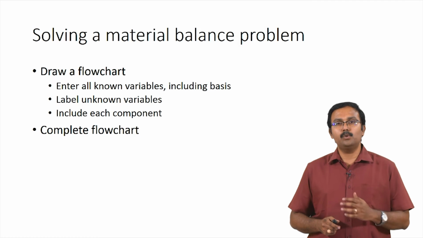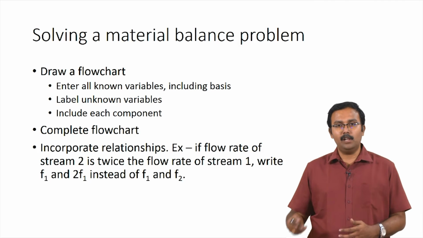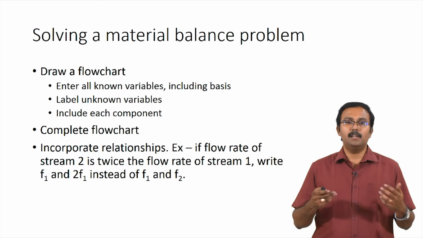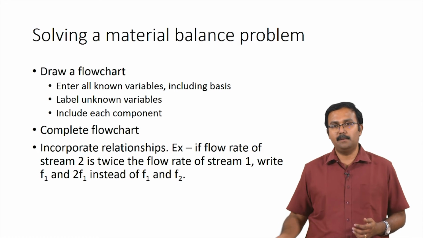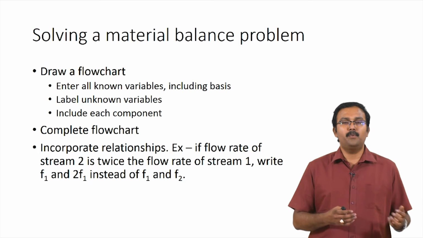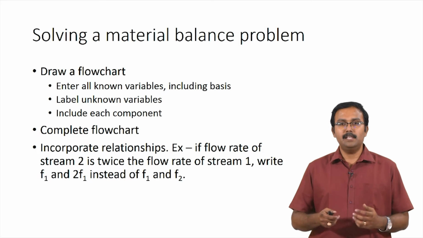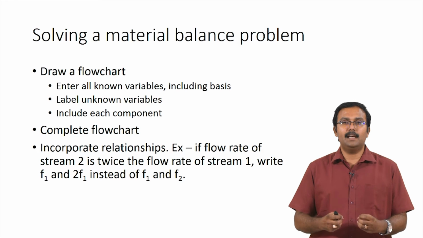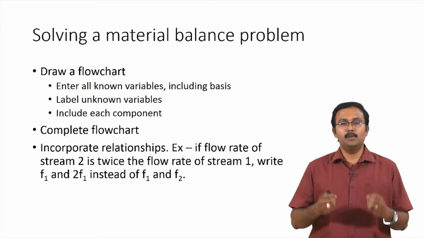Your goal is now to complete the flow chart. So, what you try to do is you will incorporate all the relationships. For example, if the flow rate of stream 2 is given as twice that of the flow rate of stream 1, do not write F1 and F2, instead you can write F1 and 2F1. So, this helps you understand that there is a dependency of these two variables, and this will help you solve the problem.